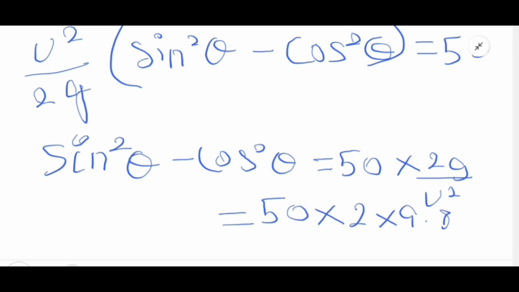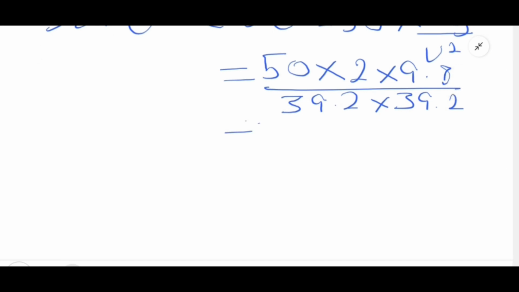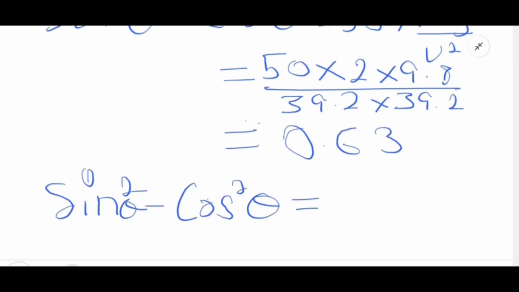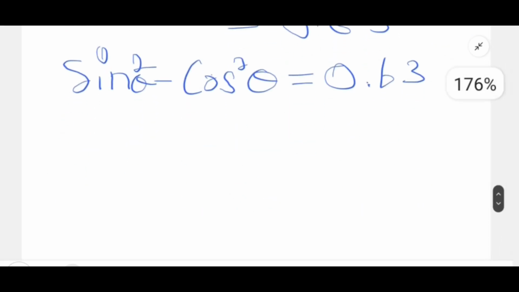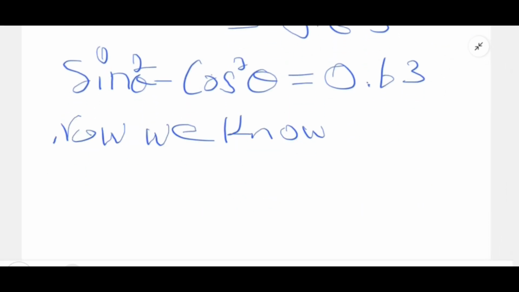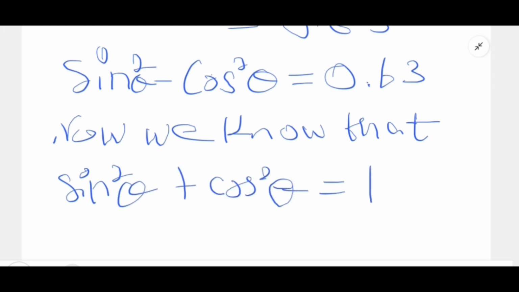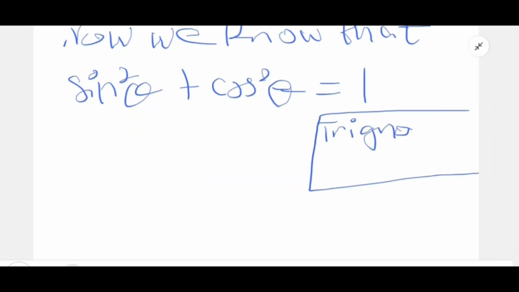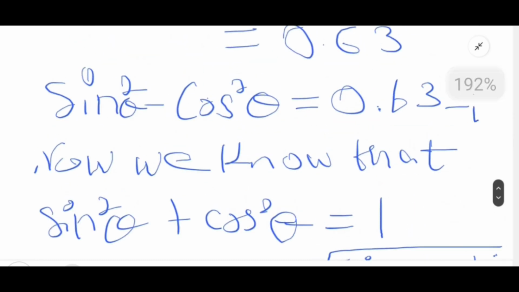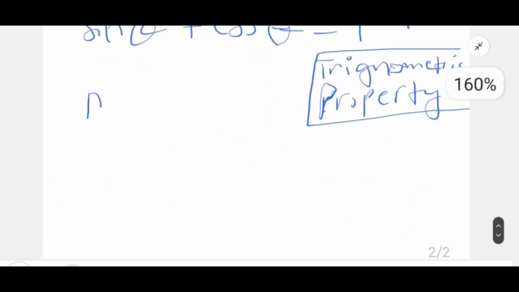Now we have to put down the values, and our answer would come out to be 0.63. Now sin square minus cos square theta is equal to 0.63. Also we know a very important property of trigonometry that sin square plus cos square theta is equal to 1. Now we will eliminate both these equations. Call it 1 and 2.